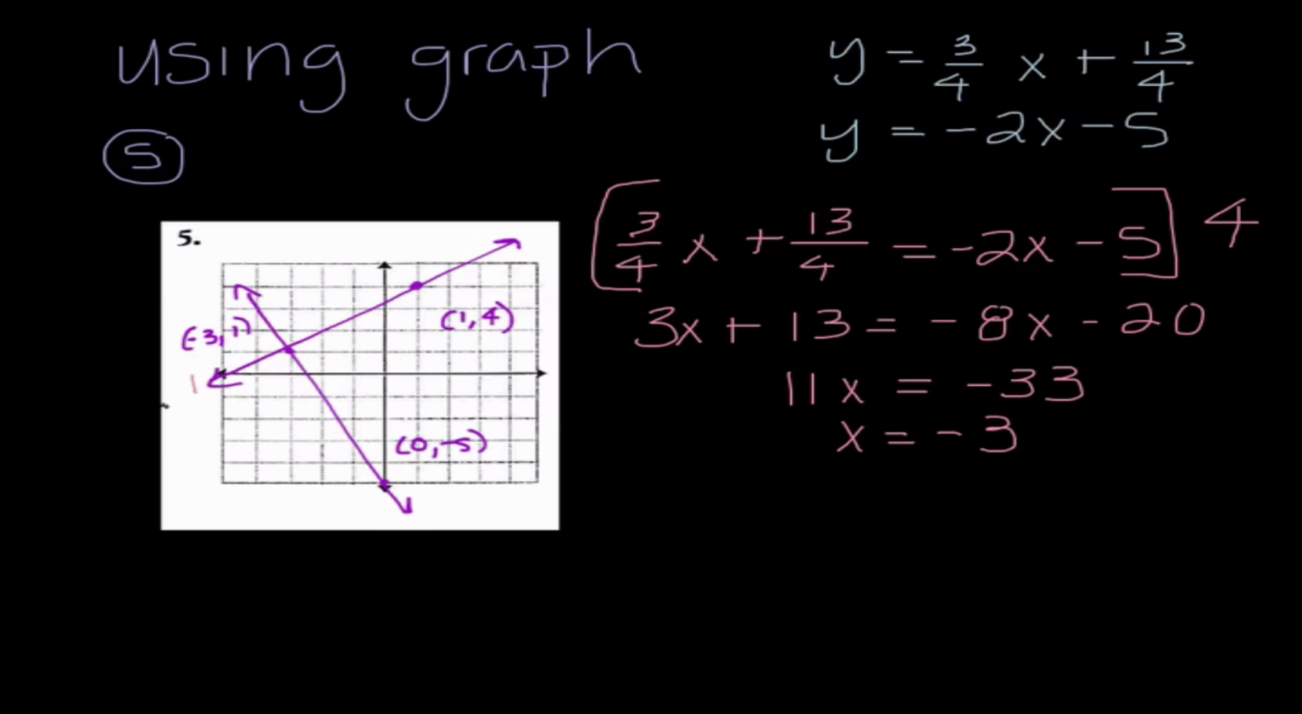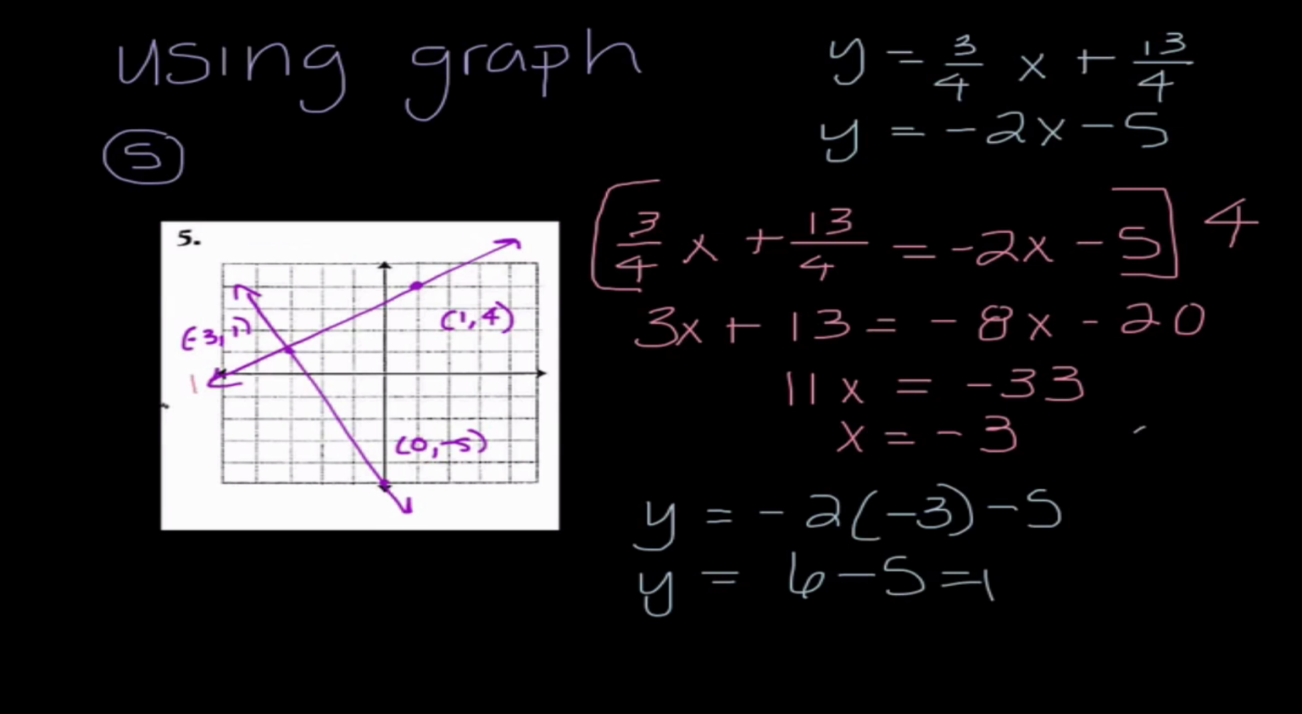Now to find my y value, I can substitute into either one. Of course, I'm not going to choose the one with the fractions. I'm choosing the other one, which looks much simpler. So I get 6 minus 5, which is 1, which gives us a solution of -3, 1. Now, I can see on my graph, -3, 1 looks like that would be the solution.